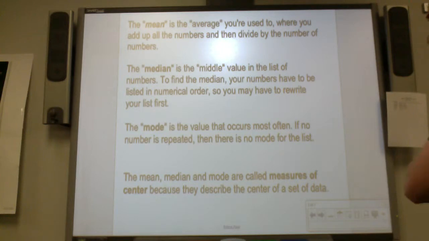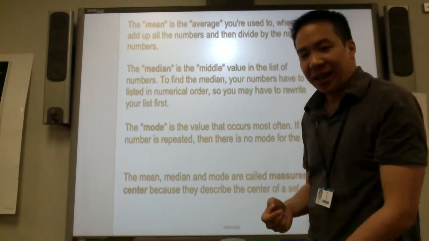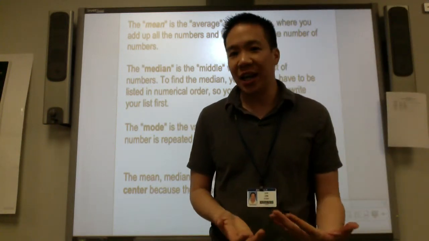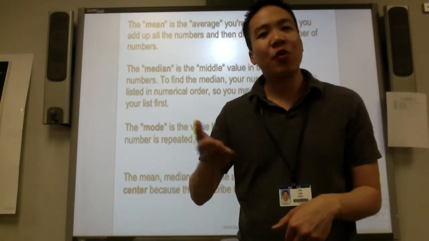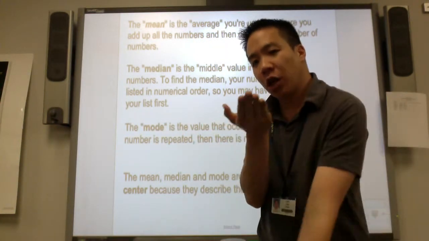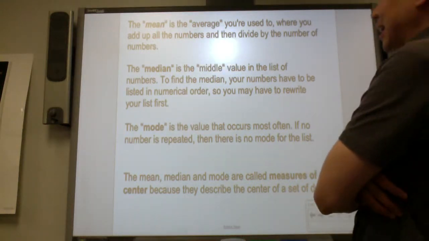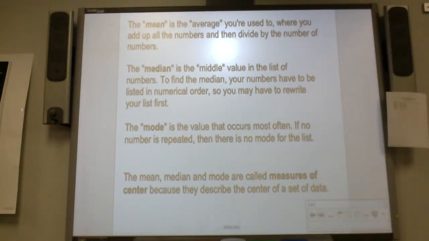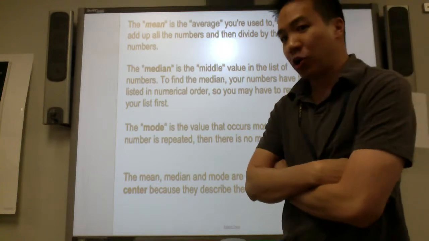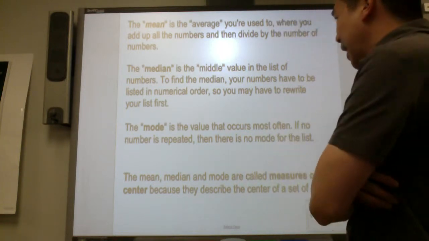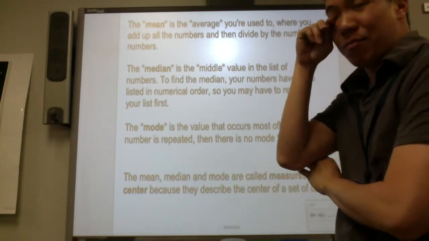Median is the middle or halfway point. In Spanish, there's a word called mediano or medio. Medio is the halfway point. That means half of the numbers are below, half of the numbers are above. So median is the middle value in the list of numbers. To find a median, your numbers have to be listed in numerical order. You have to put them from least to greatest. And then you find the one right in the smack middle.